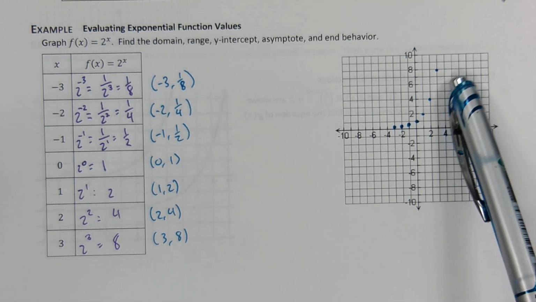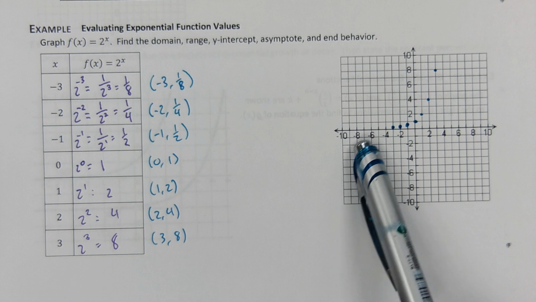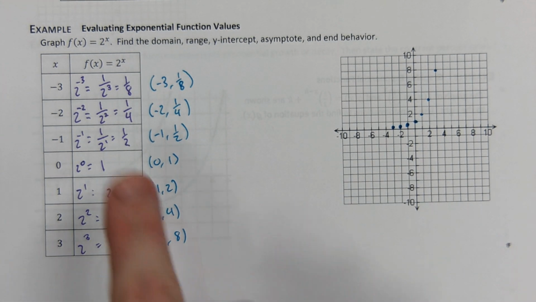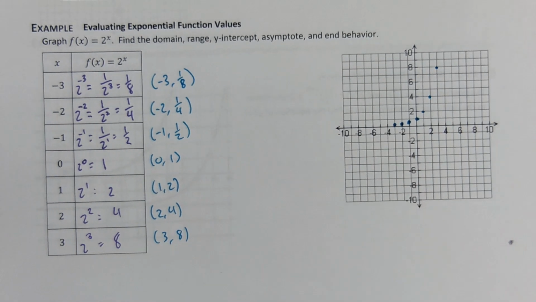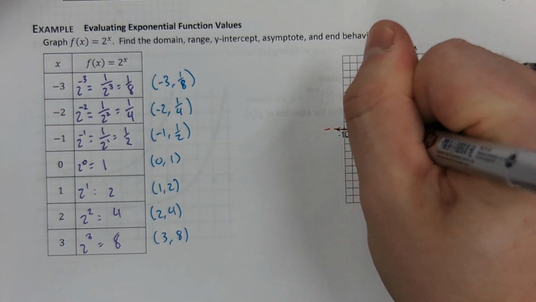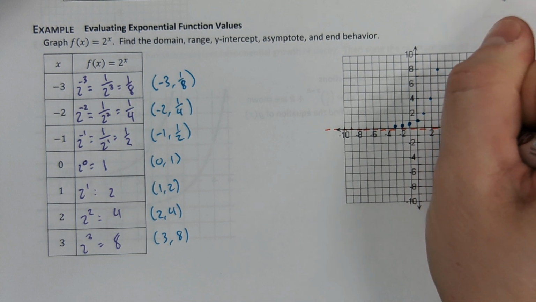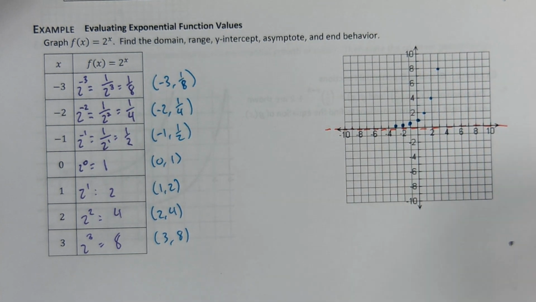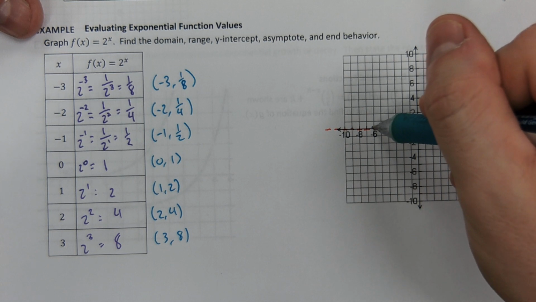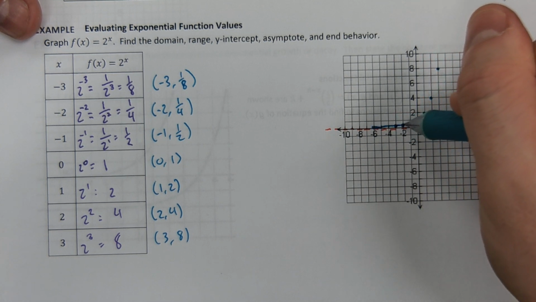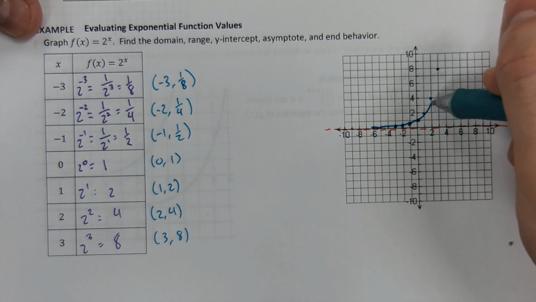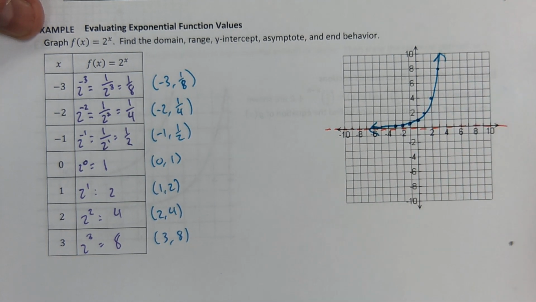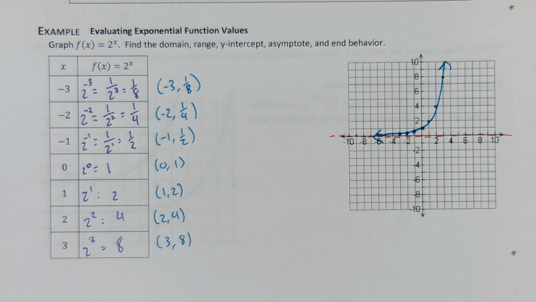Now I'm going to do my best to draw this without hitting the x-axis because I think it's obvious. 2 to any number would always be a positive number. I'm never going to hit the x-axis. So go ahead and throw that dotted line on there, horizontal asymptote. Do my best. There. So even if you'd never seen one before, you could recognize the pattern and then just connect the dots.